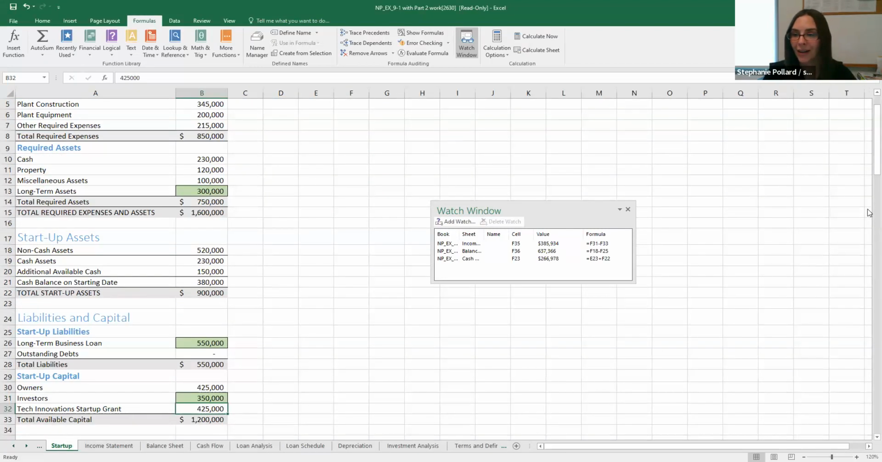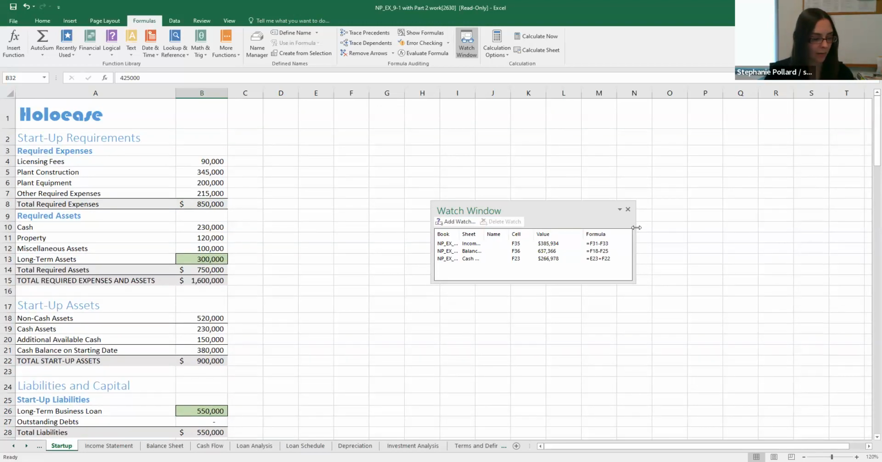Etc. So I'm not going to play around anymore, but you can see how that watch window can be, again, a really helpful feature if you want to see some quick changes and you don't want to have to click through all those worksheets to find what you're looking for there.